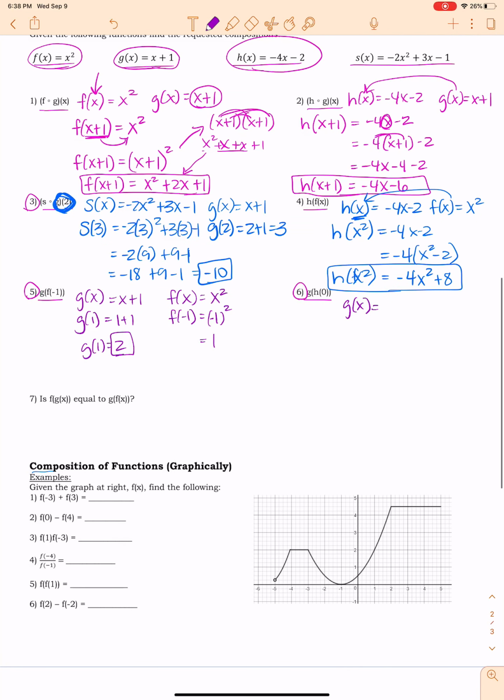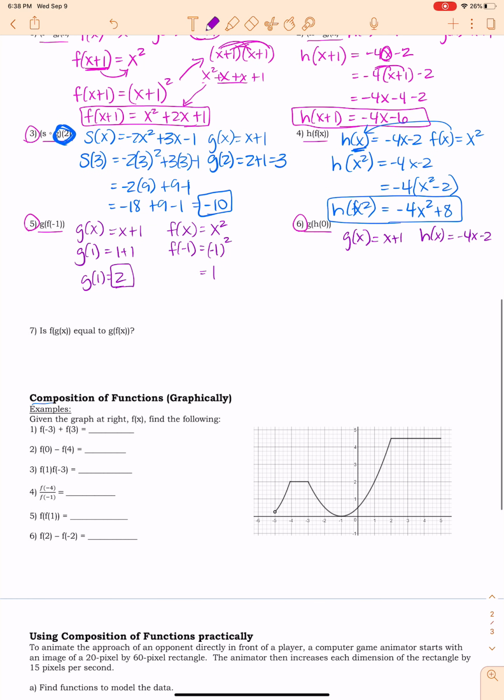Okay, for number 6, I need g of x. So that is x plus 1. And I need h of x, which is negative 4x minus 2. All right, so I need to find h of 0. So h of 0 equals negative 4 times 0 minus 2, which just gives me negative 2. And then I want to find g of negative 2. So g of negative 2 gives me negative 1.